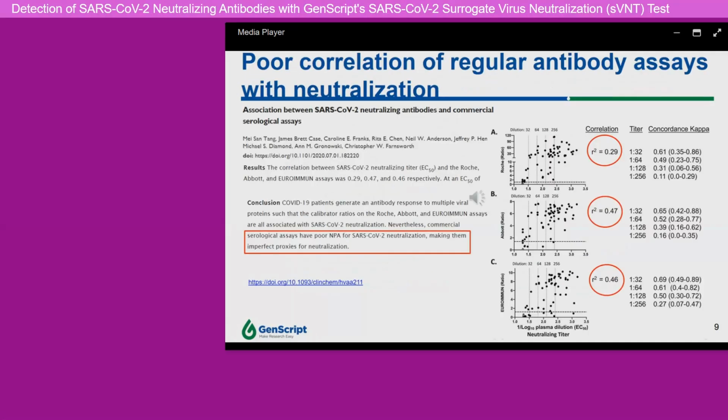Early studies demonstrated poor correlation of regular antibody assays with neutralization activity. This publication here compared 3 commercial antibody assays where 2 of the serology assays were against the nucleocapsid protein and the third against the spike 1 protein. When compared to focus reduction neutralization tests, this is specific for neutralizing antibodies, we see a very low correlation result represented by the low R-squared values.